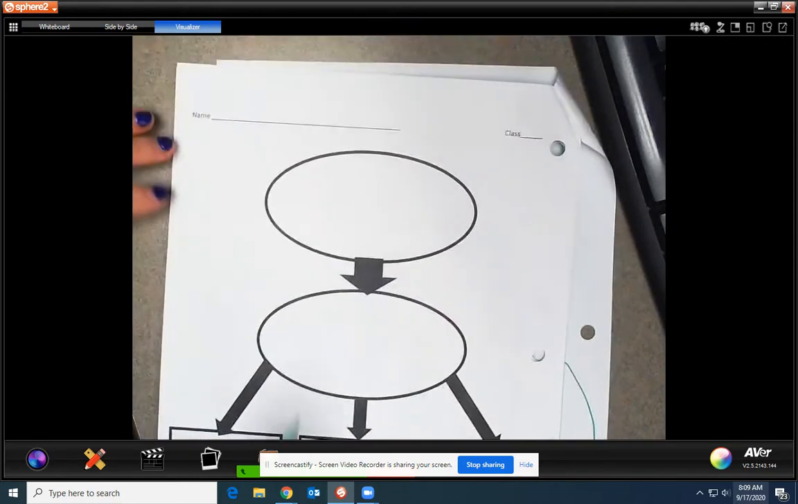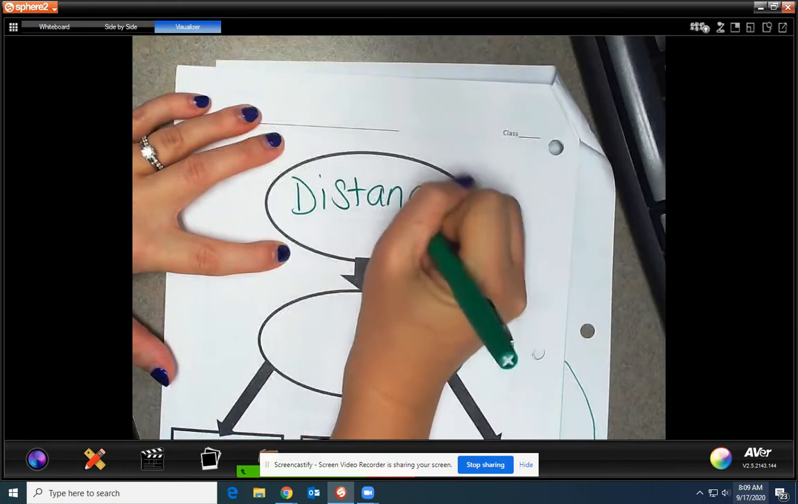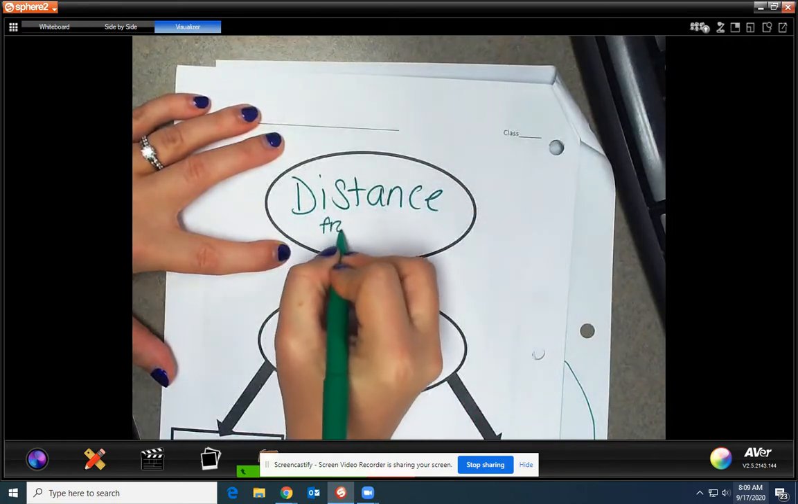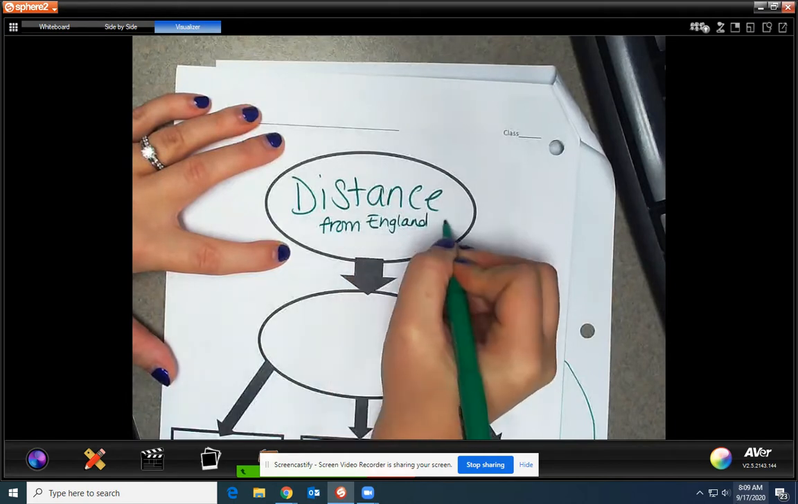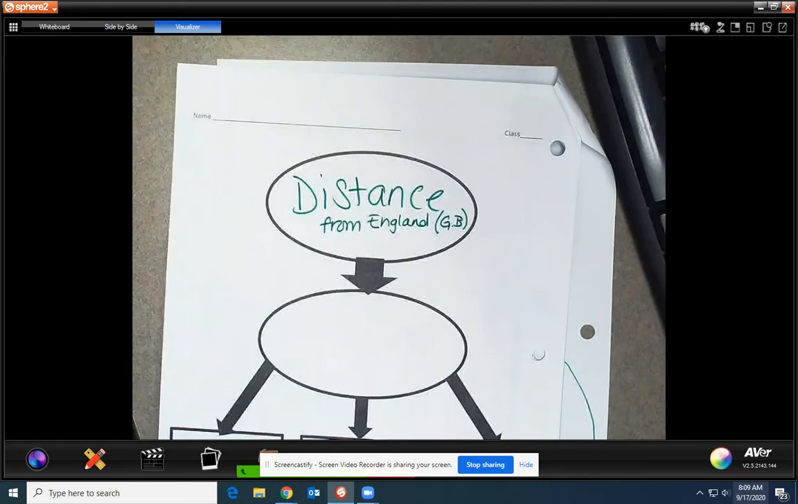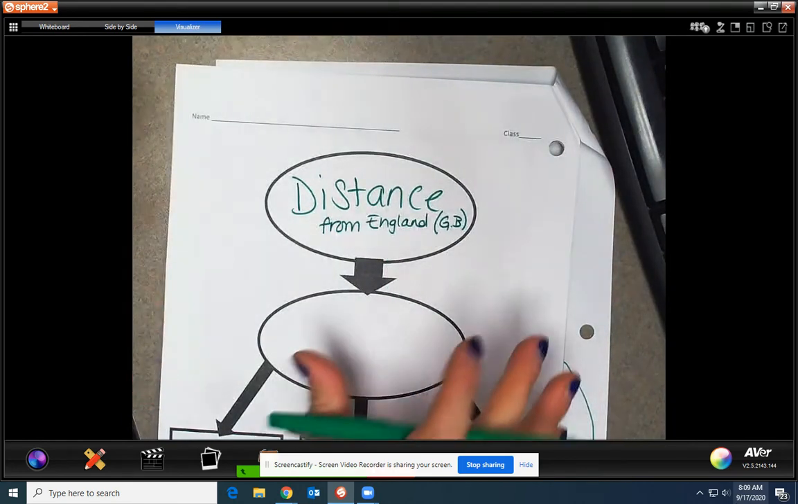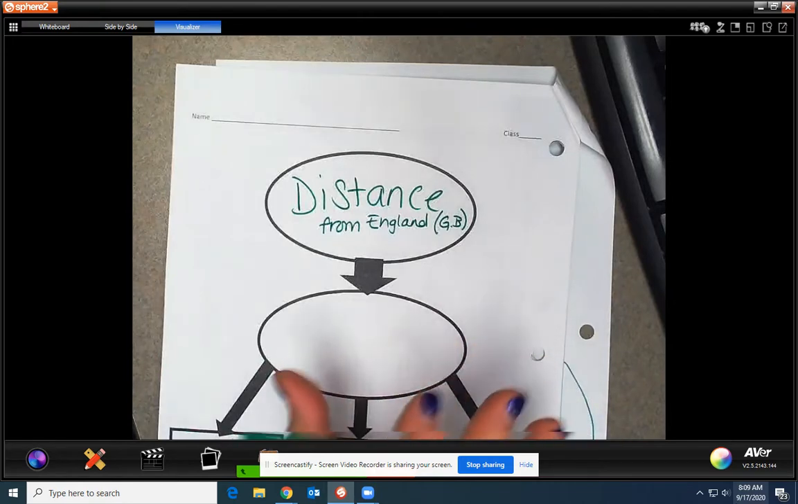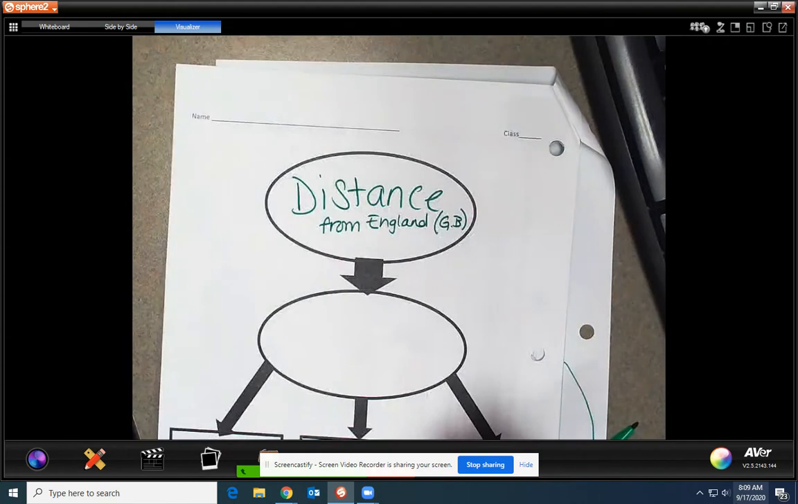So our first thing in our first bubble simply is this. Distance is what we write. Distance specifically from England, but soon enough, don't get confused, Great Britain, we're going to start using that a lot. It's the same thing. So the distance from Great Britain is the number one reason why the colonists are going to start their own government. Number one, distance. It sounds like an easy answer, but that is the answer.